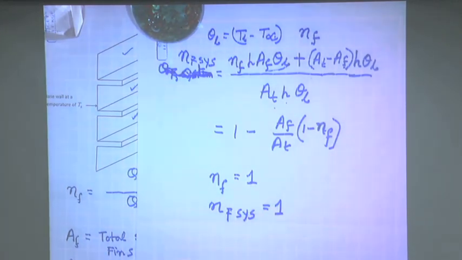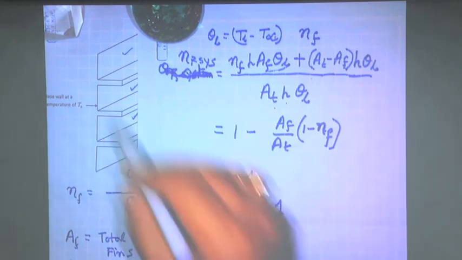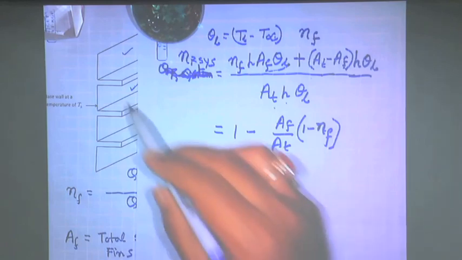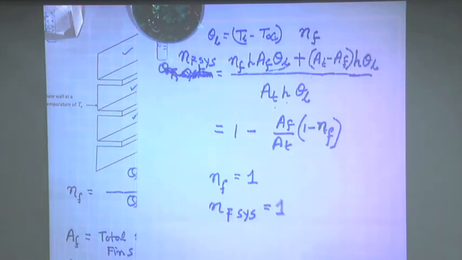That means we can express the efficiency of a fin array system in terms of the efficiency of an individual fin.